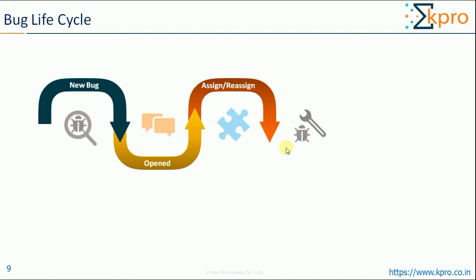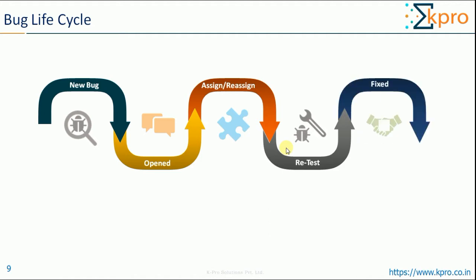Once it is fixed and available in the testing environment, a testing team member will go ahead and retest it. If it is fixed, then the defect will be closed. Otherwise, it will be reassigned to a developer. And this process will continue until the defect is fixed and closed.